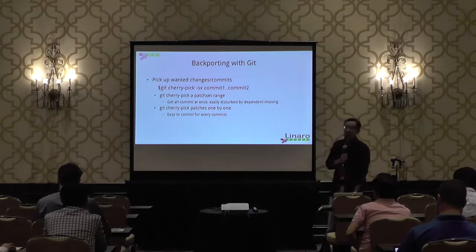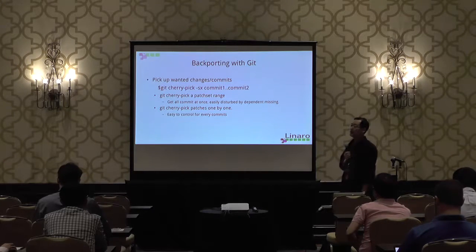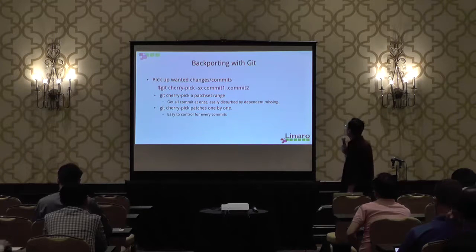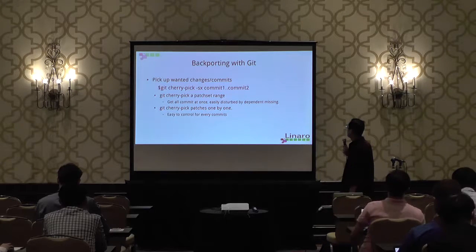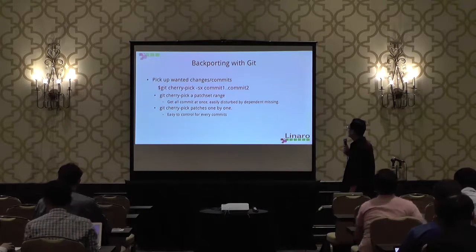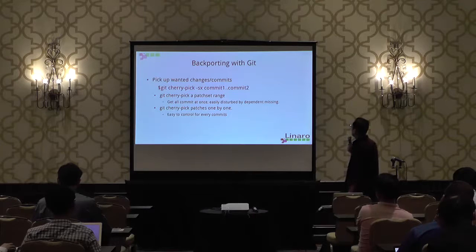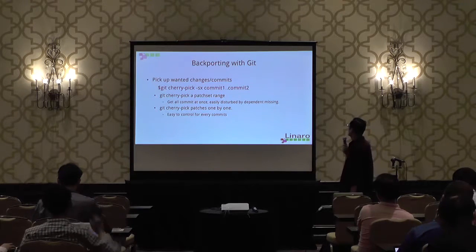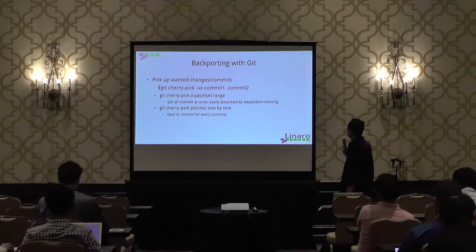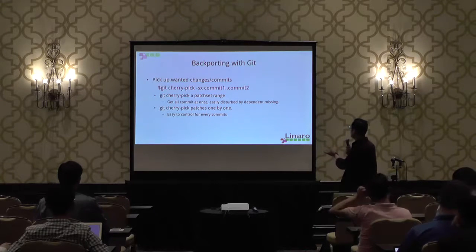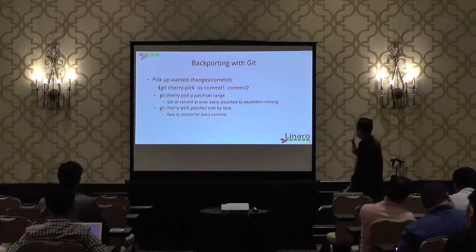Backporting with Git. Currently, I guess most open source repositories are based on Git, so I just use Git as an example. Here, we can see how to do the backporting. The basic command is git cherry-pick -s -x. And here the example is commit1..commit2. This means to cherry-pick a patch set, which is the range from commit one to commit two.